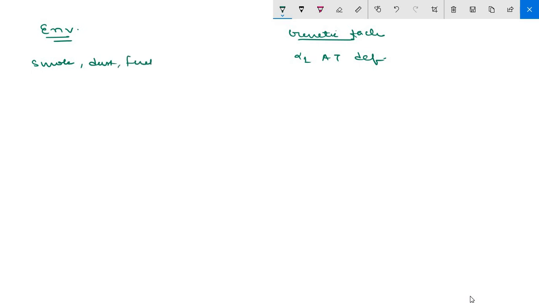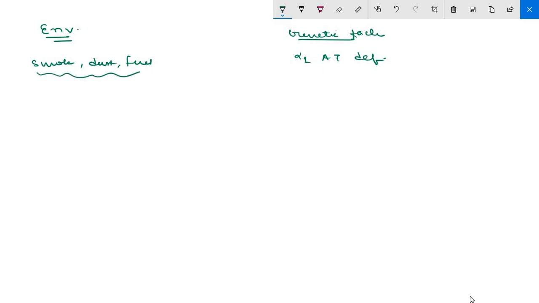The important thing is pathogenesis. Suppose this is environmental factors, and here is your genetic factors. Both factors are involved here. Environmental factor means exposure to toxic substances such as tobacco smoke or fuel. Genetic factor means alpha 1 antitrypsin deficiency. Here I have told smoke, dust, fuel, like this. Okay, clear?